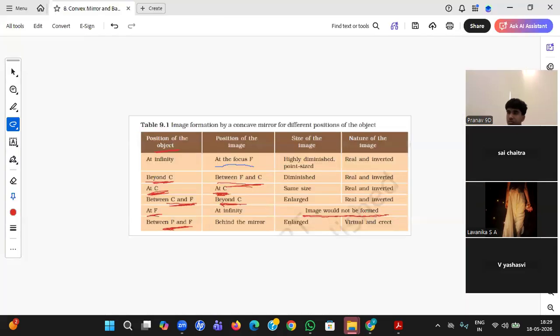Student, anybody, any doubts in this particular practicals? Yes, Pranav, no doubt. Ridhima, cleared better now? Okay. Lavanika, clear? Yes, sir.